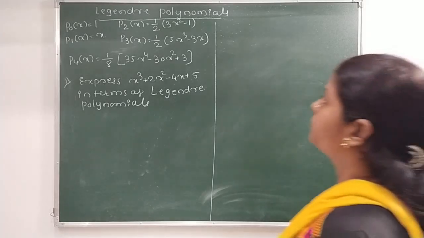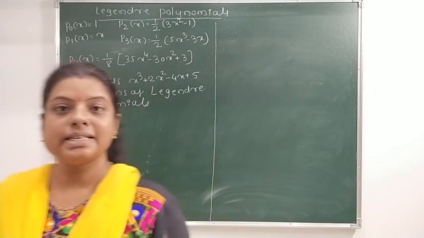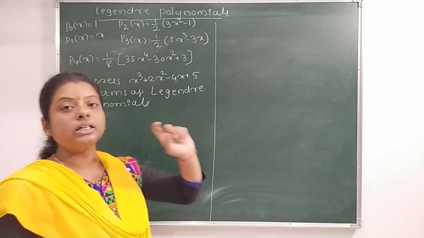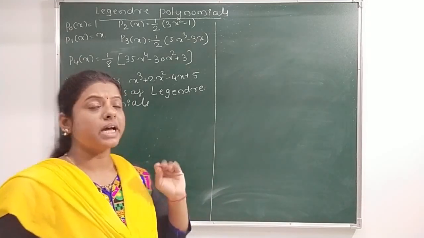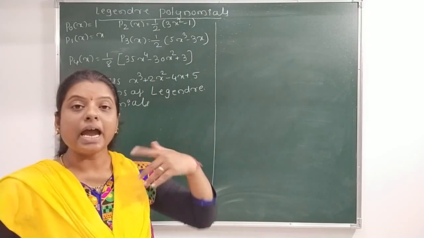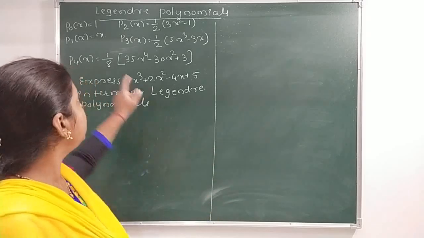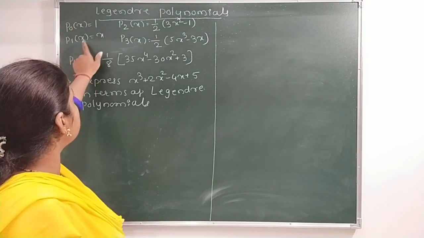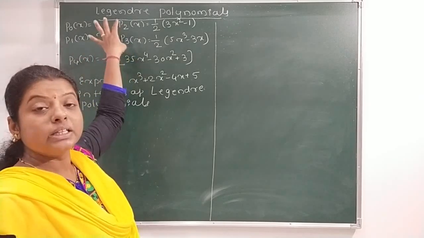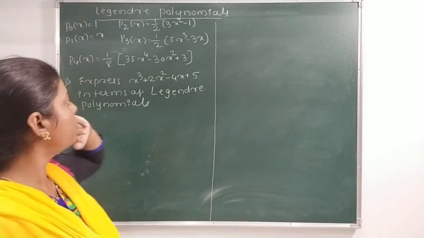Dear students, the next part is Legendre polynomials. Legendre polynomials means algebraic terms, as we know: x, x square, x cube, x raised to 4. You have to replace these in terms of P0 of x, P1 of x, P2 of x, P3 of x, P4 of x. This indicates the Legendre polynomials.